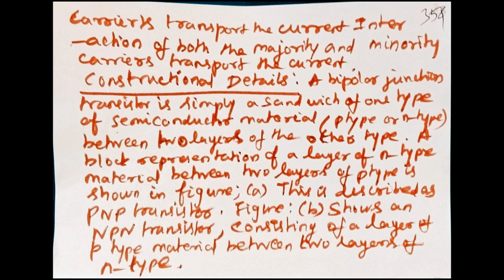Construction details. A bipolar junction transistor is simply a sandwich of one type of semiconductor material, P-type or N-type, between two layers of the other type. A block representation of a layer of N-type material between two layers of P-type is shown in figure A. This is described as a PNP transistor. Figure B shows an NPN transistor, consisting of a layer of P-type material between two layers of N-type.